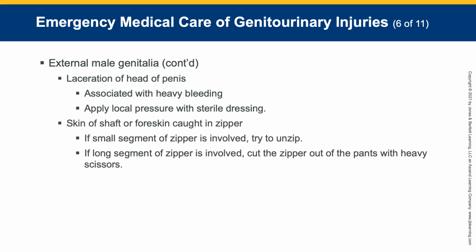Skin of the shaft or foreskin can get caught in the zipper of the pants. If a small segment of the zipper is involved, you can try to unzip, but remember, you're potentially in swinging areas. So I'm sure he has already tried that before he called you. If a longer segment is involved, use some heavy scissors to cut the zipper out of the pants to make the patient more comfortable.